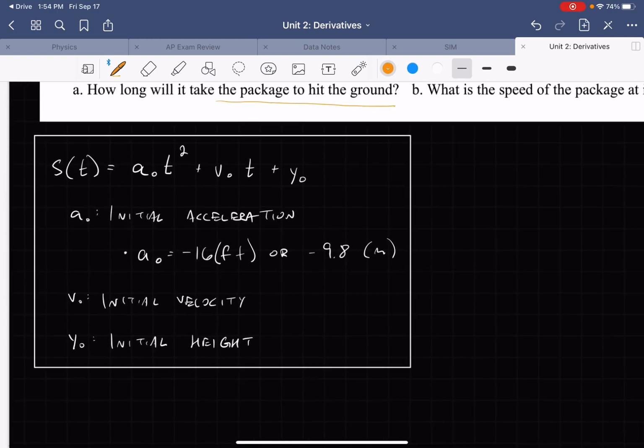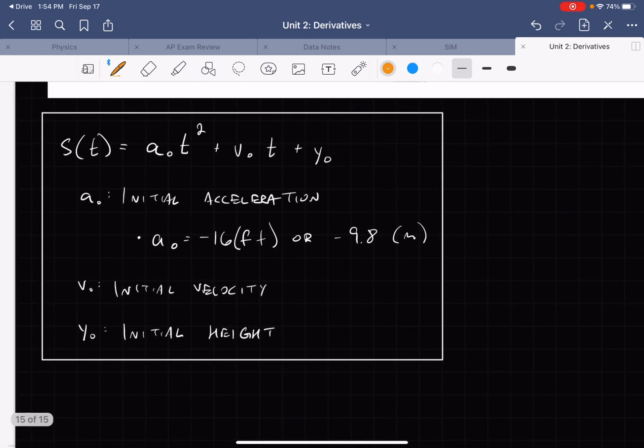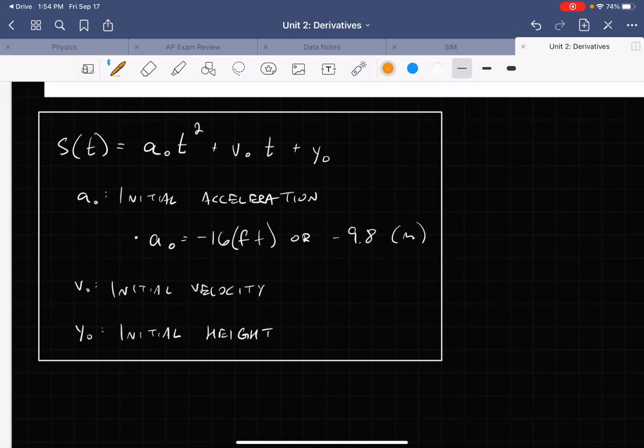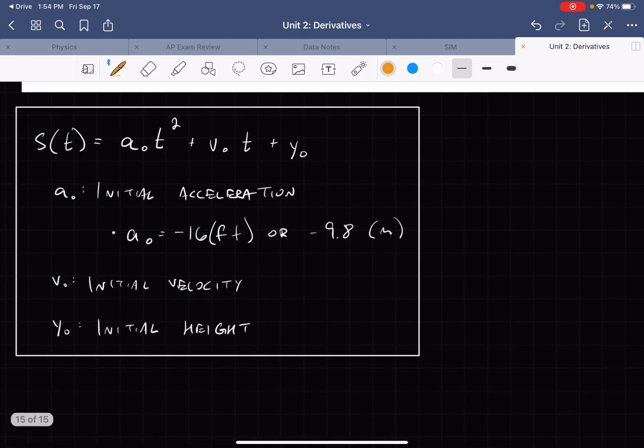So to do this, we have to actually build our formula for S of t, and I didn't show you how to do that earlier. So here's how to do that. And this is something that if you've had physics, then you might know how to do this already. So our S of t equation, the position function, has this general formula. So the way you can build this formula is you find the initial acceleration, multiply that with t squared, and then you add the initial velocity, multiply that with t, and then you add the initial height.